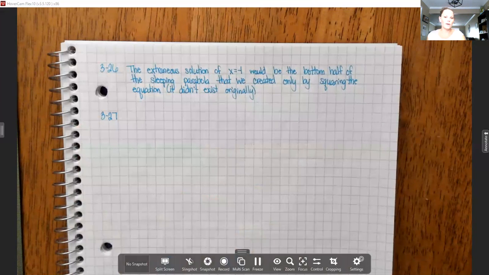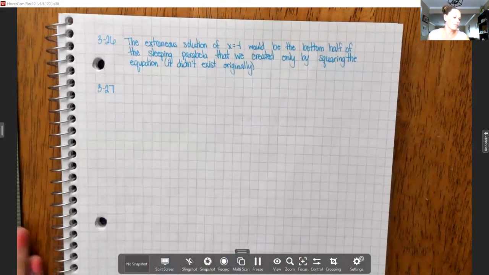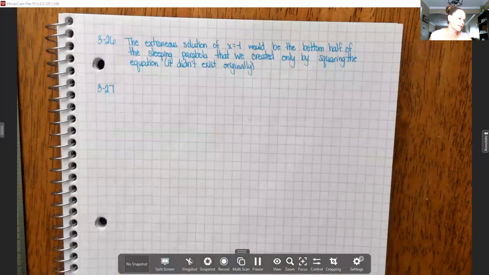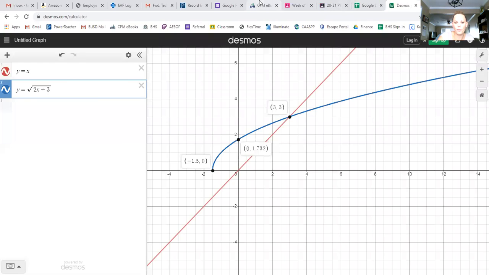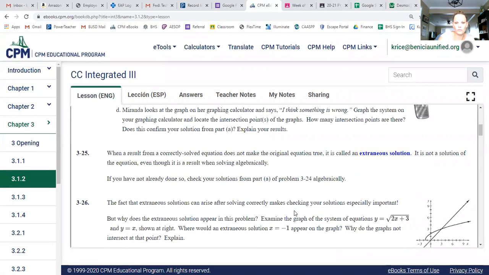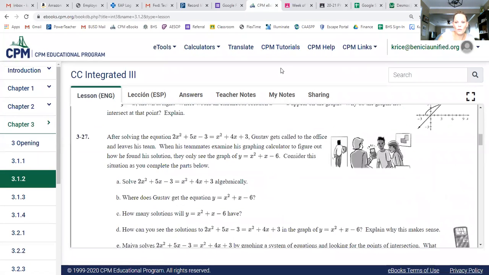And then the last one here, kind of going through the same process. After solving the equation, let me just get the book back open so you can see what I'm talking about. Oh, and let me answer that question to everyone in the chat to see if that makes sense.